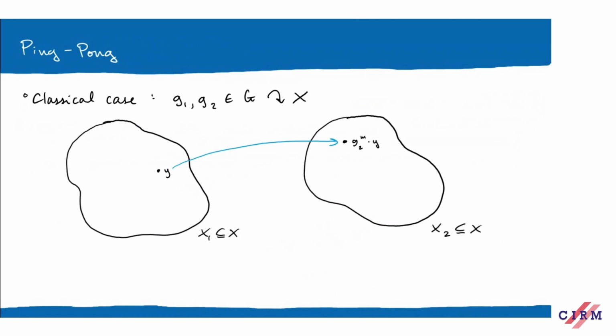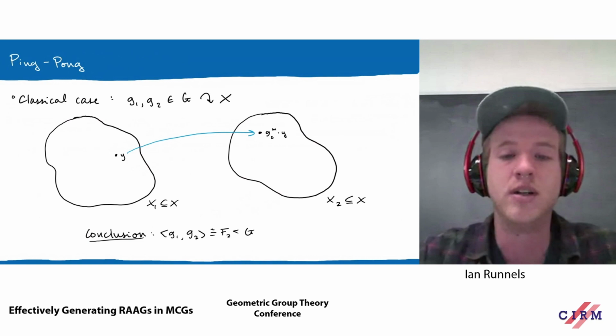So if I look at a word in the abstract free group generated by g1 and g2, it has a normal form, just alternating powers of g1 and g2. And given these conditions, you can see that I just take a point in one of the sets and it gets bounced back and forth. So the conclusion is that under these assumptions, g1 and g2 generate a free group.